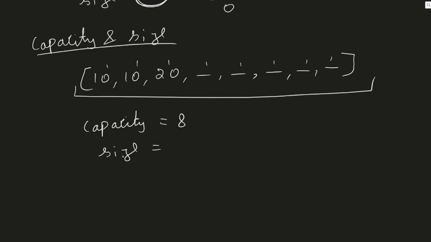Size is nothing but what is currently being held. 1, 2, 3. 3 elements are inside the array object. So size is nothing but what is currently being held. Capacity is nothing but what it can hold, meaning the maximum capacity it can hold. Now this thing is clear. Let us see the dynamic behavior of ArrayList.